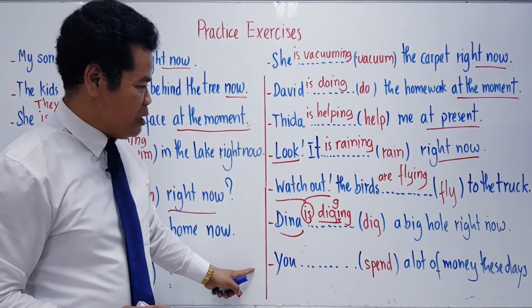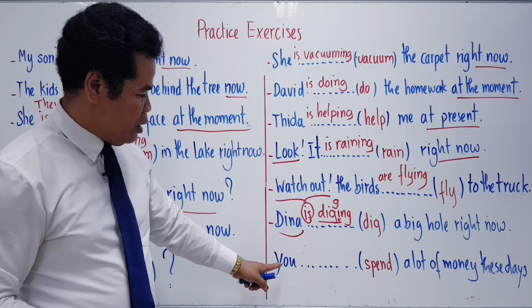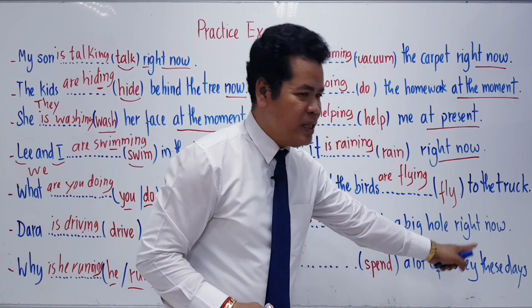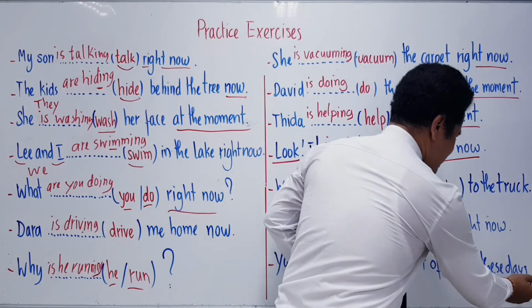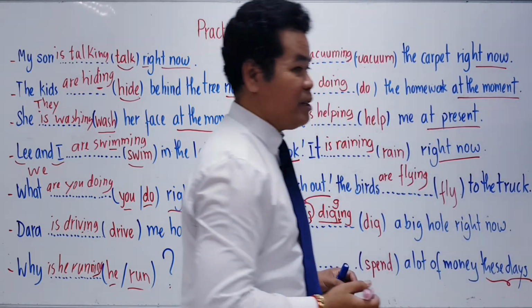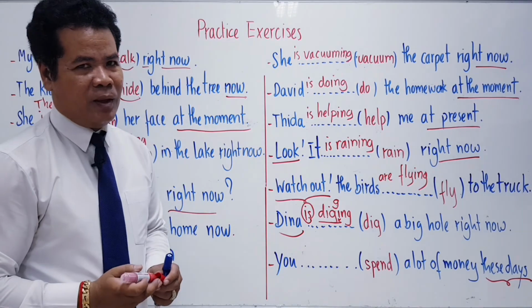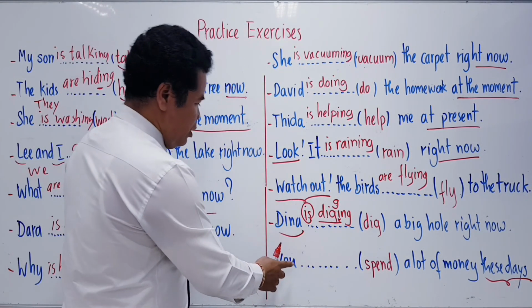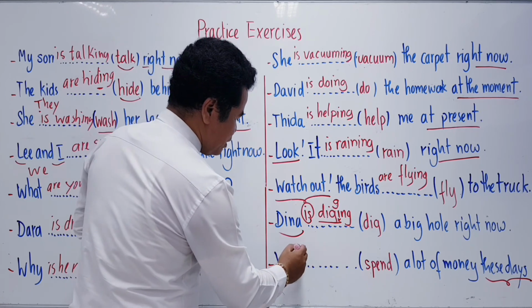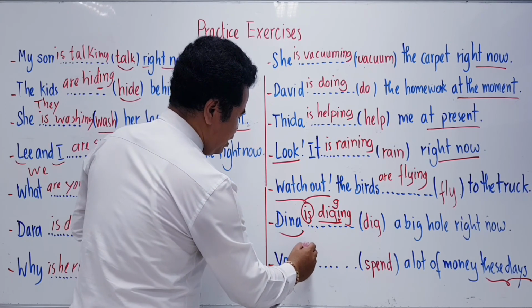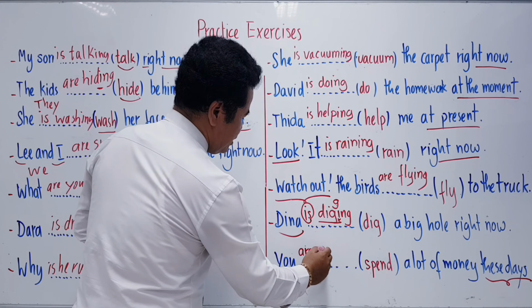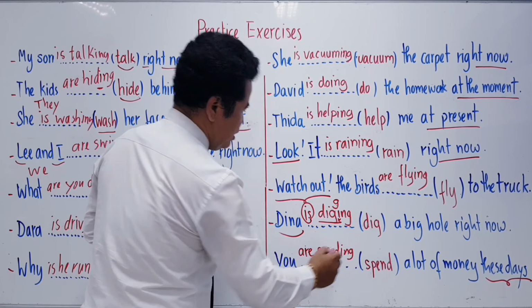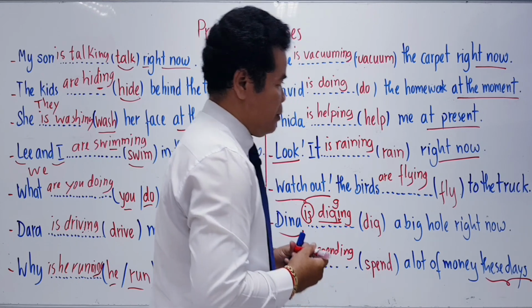Let's go to the last example for today. You spend a lot of money these days. So these days is also used with the present progressive. Okay? Sorry. You, was it? You are spending, okay, a lot of money these days.